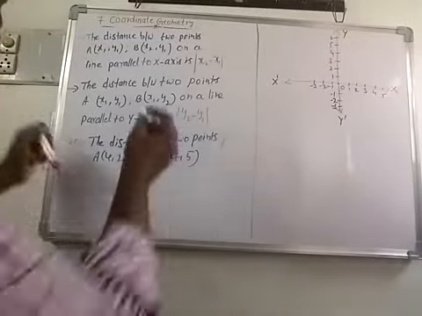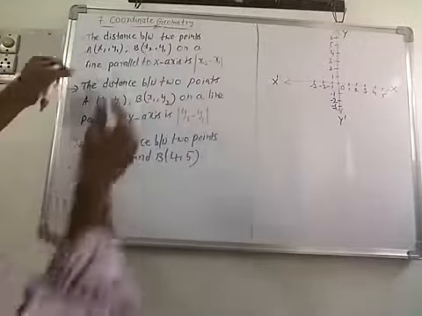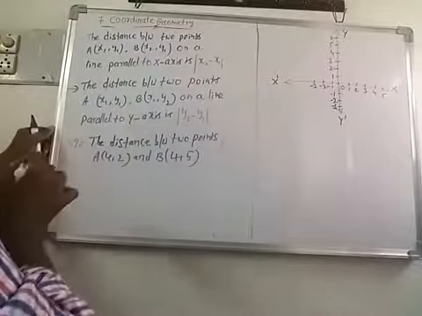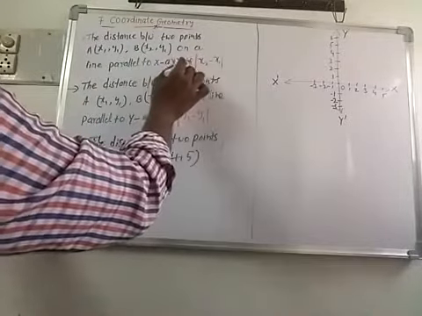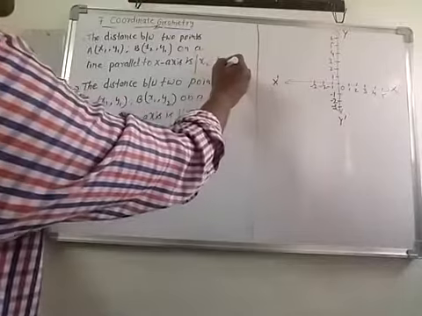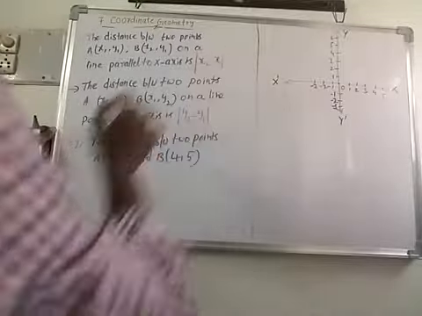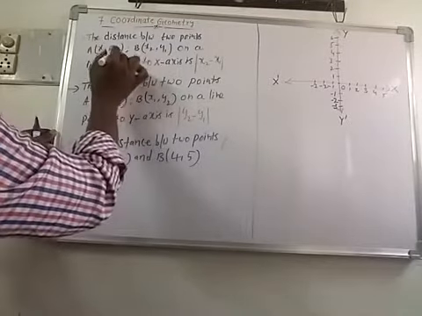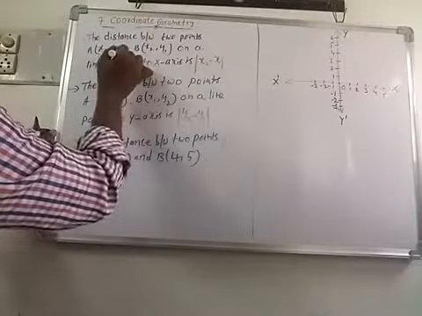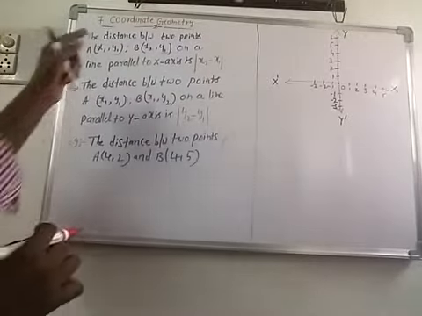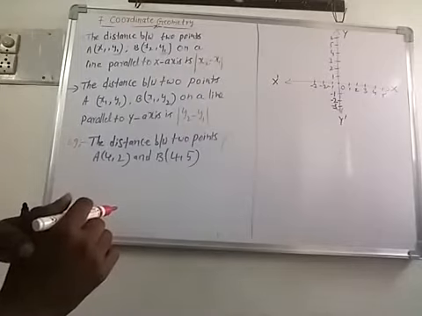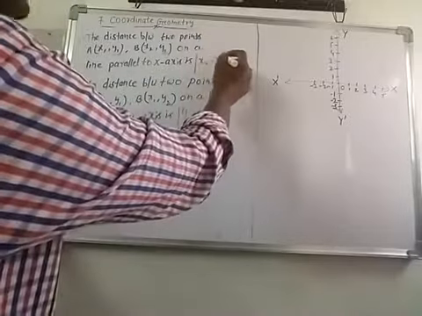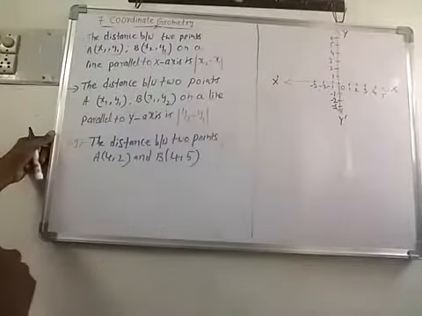Now the distance between 2 points A (x1, y1) and B (x2, y1) on a line parallel to the x-axis is the modulus, or absolute value, of x2 minus x1. You observe here A (x1, y1), B (x2, y1). Which coordinates are equal? Y coordinates are equal, then that is parallel to the x-axis. Their distance is modulus of x2 minus x1.